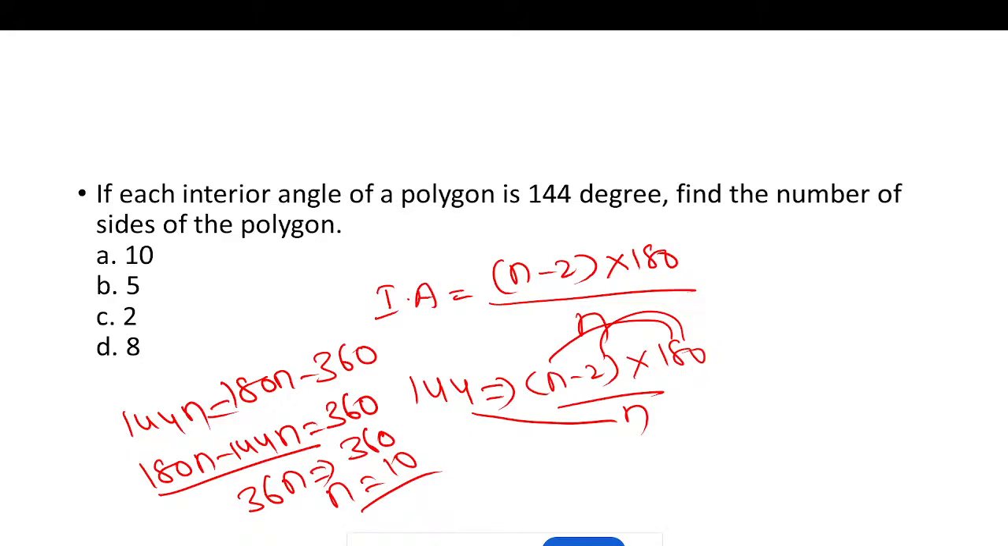If the number of sides is 10, then what is it called? If 6 sides are there, it is a hexagon. Like that, if 10 sides are there, what is it called? Very good, decagon.